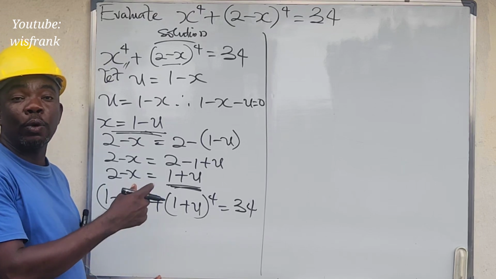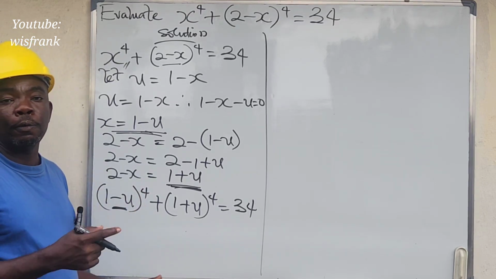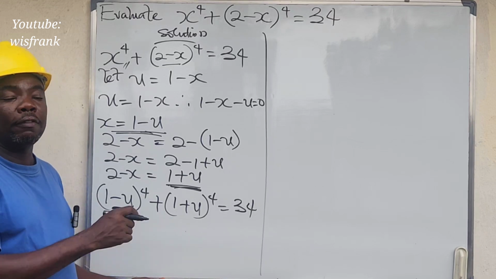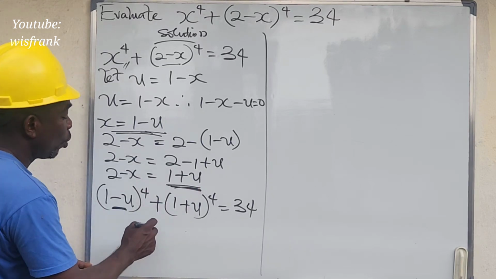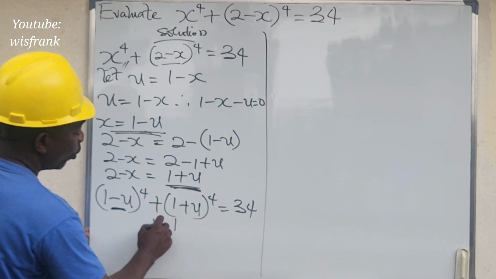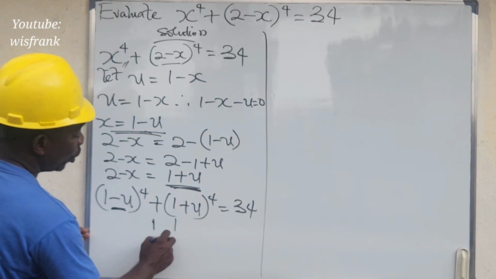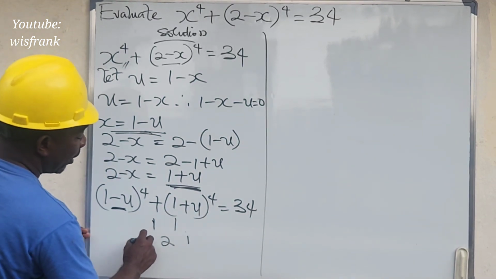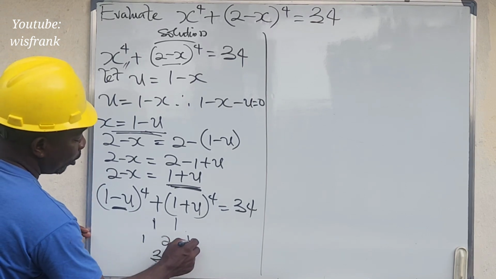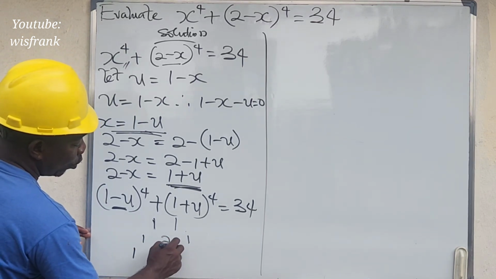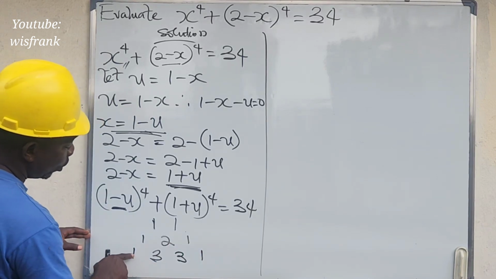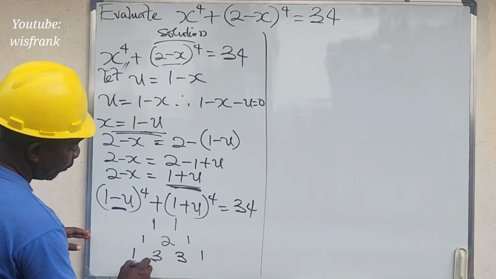From these parentheses that we have to the power of 4, we are going to use the binomial theorem for us to find the value of u. We all know that the binomial theorem says that when we have 1, 1, then we add: 1 plus 1 gives 2, covered with 1. Then 1 plus 2, we have 3. Then 2 plus 1, we have 3, then cover it with 1. So for the fourth row, 3 plus 1 will give us 4.